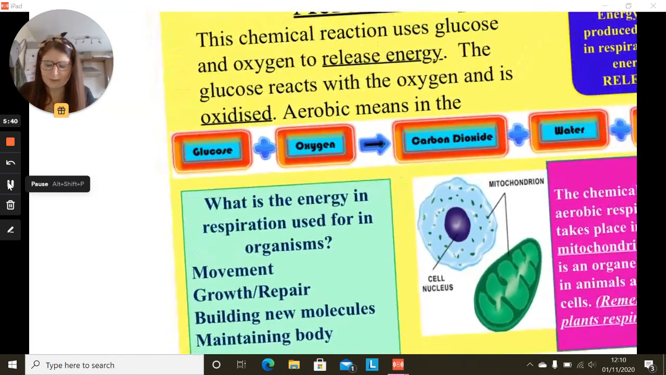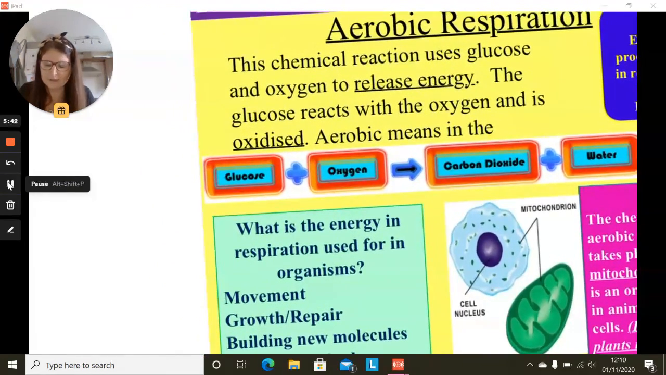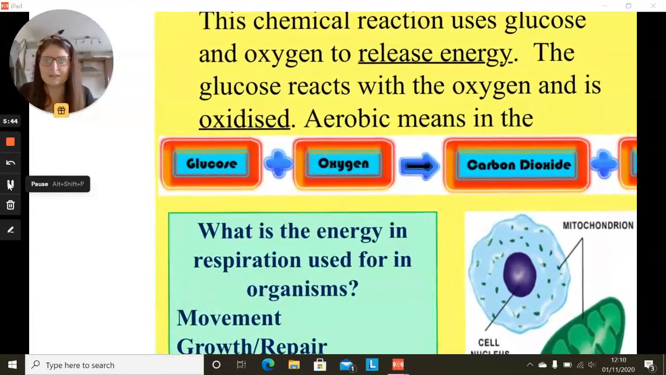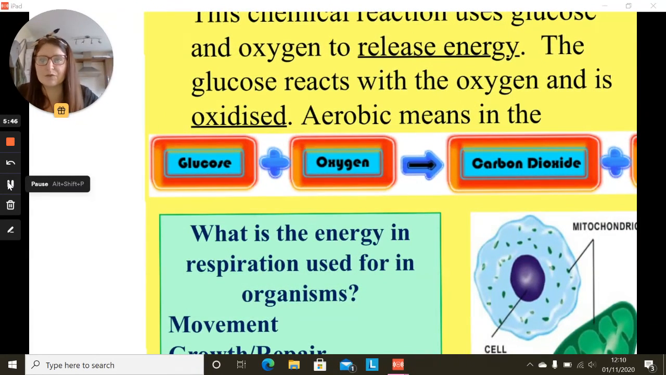When we go back to our equation, we need to look at where we get our reactants from. So where do we get glucose from and where do we get oxygen from? As we know, glucose is our posh word for sugar. We get glucose from the food and our drinks, so whatever we essentially ingest. And then we get oxygen from the air that we breathe around us.